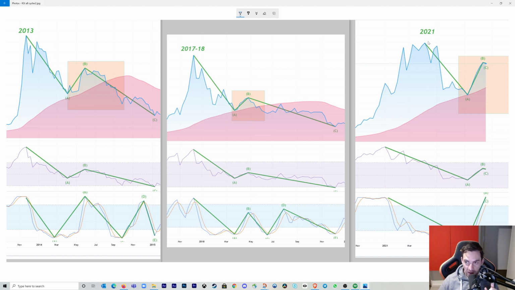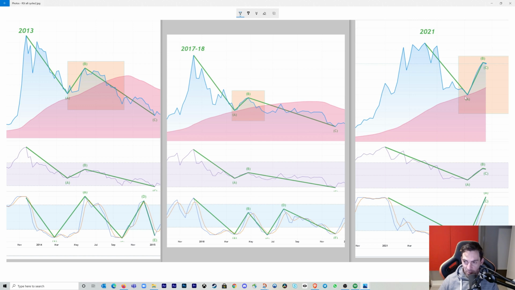So the A wave started here at the top of the price action in 2021 in April. We went down to this point here, and the RSI and the Stoch RSI also bottomed around that point. You can see the Stoch RSI was quite low that entire time, on a bit of a downtrend.